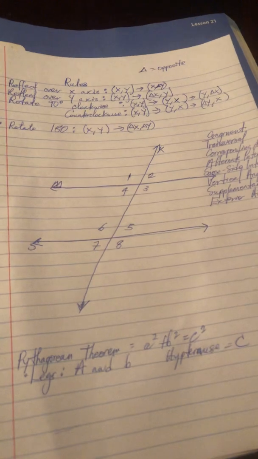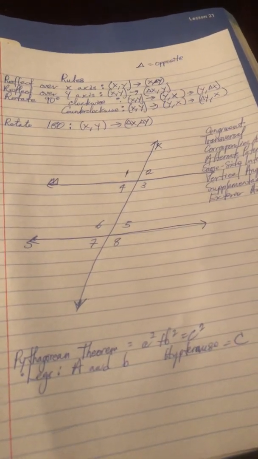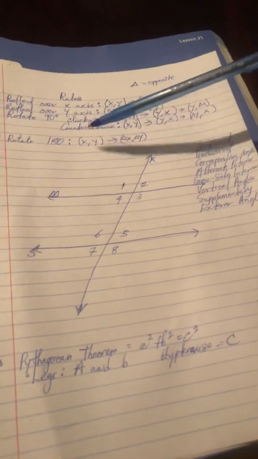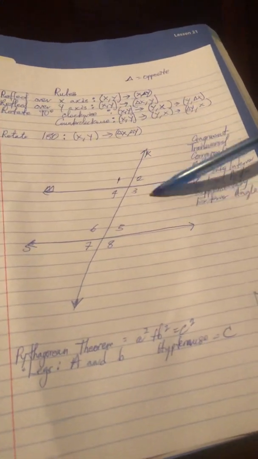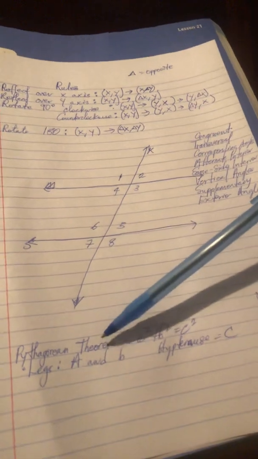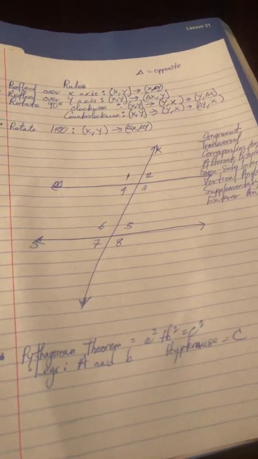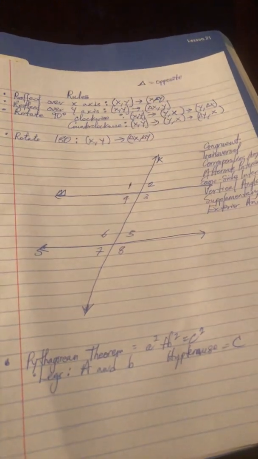Today we're gonna finish Unit 4. Unit 4 is pretty long, so we're just gonna focus on these three concepts. We're gonna focus on our transformations, and then our angles, and then the Pythagorean theorem.